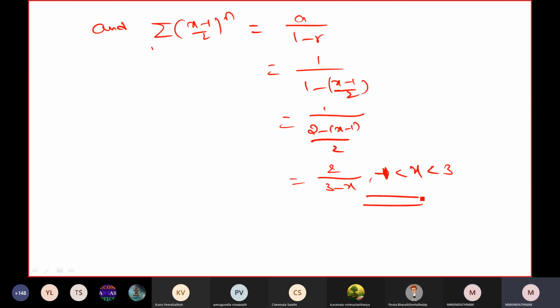Any doubts, please? Check the convergence, or find the convergence of the series, find the values of x, and find its sum.